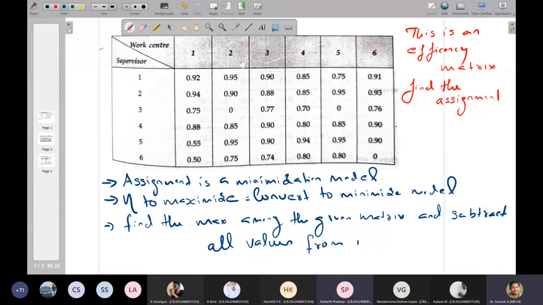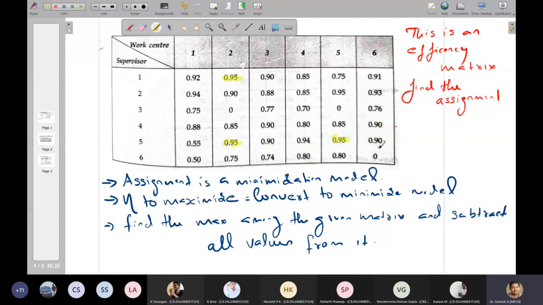What is the largest? 0.95. Okay, among all the metrics, it is the largest value in all the metrics, not row wise or column wise. I have not looked into it. I have selected the largest value from the entire matrix.